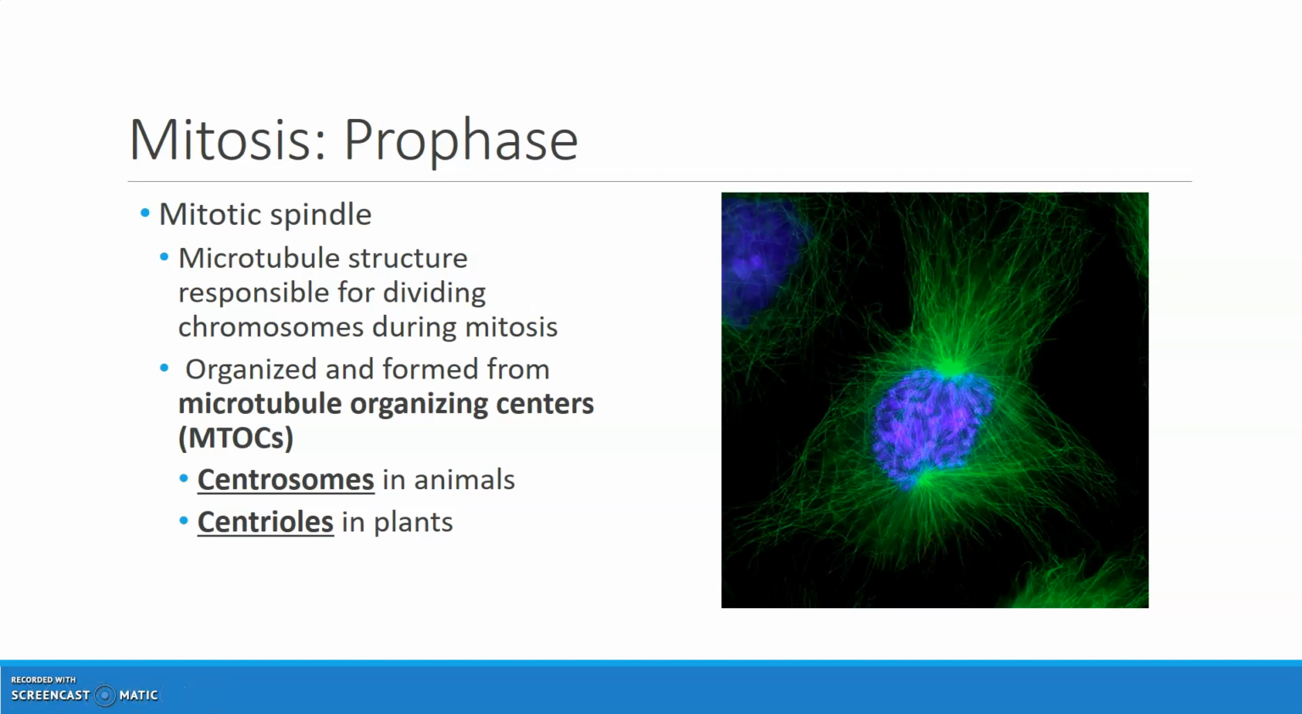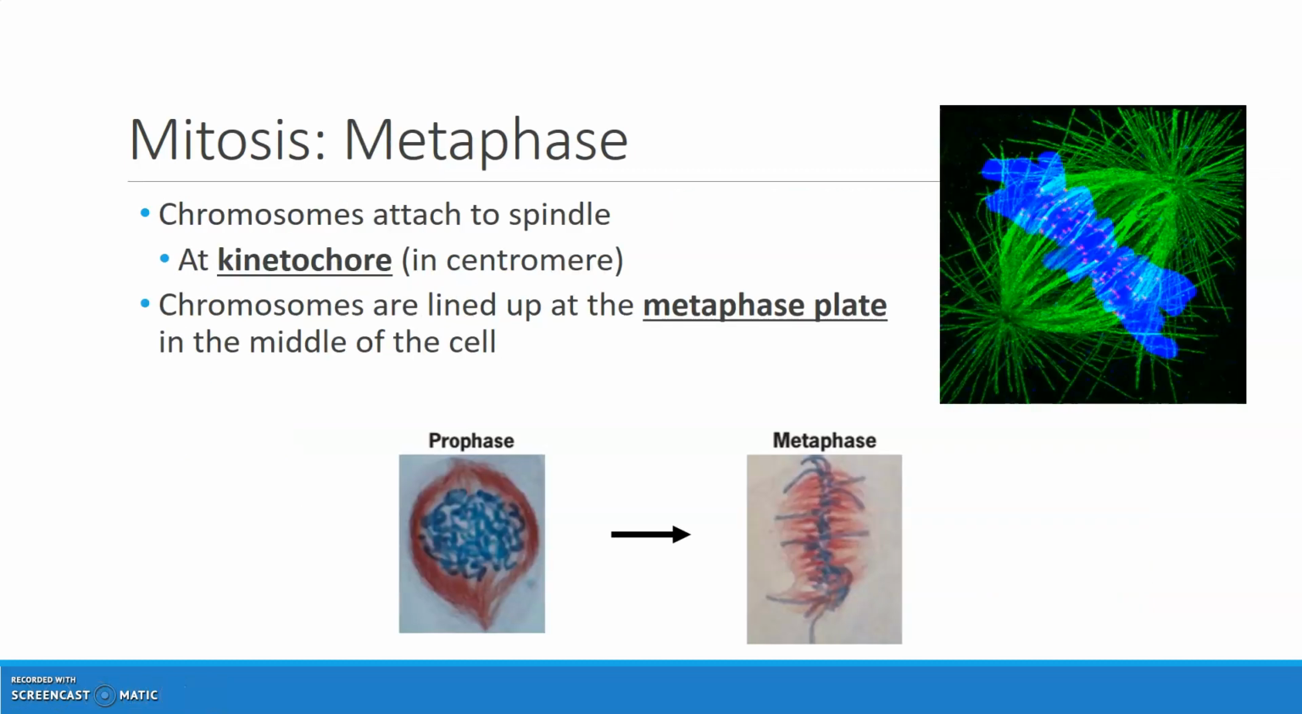Microtubule organizing centers have different names in plant and animal cells. In animals, they're known as centrosomes. In plants, they are centrioles. And so that mitotic spindle has to organize and then grow during prophase. And once the chromosomes have been condensed and the mitotic spindle has been formed, the chromosomes can actually attach to the spindle fibers, or to those microtubules. And that happens during the next phase of mitosis, which is known as metaphase.